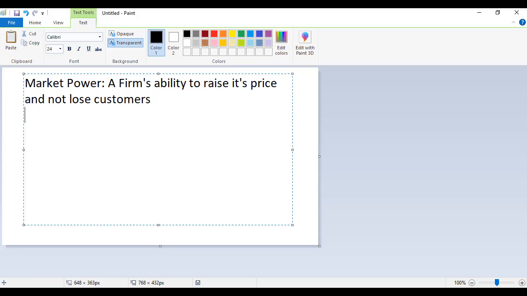Okay. So how does a firm gain market power? There's two means through which a firm gains market power. One of which is competitors. The number of competitors matters. More equals less MP, which is market power, while less equals more MP. It means that if you have more competitors in a market, then you have less market power, while if you have less competitors, then you have more market power. Does that make sense?